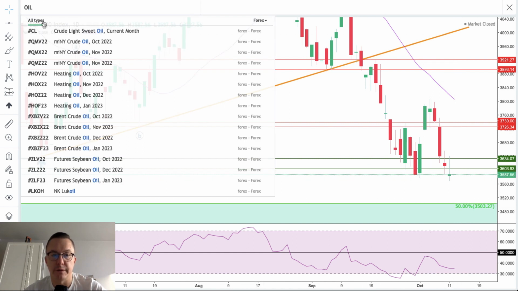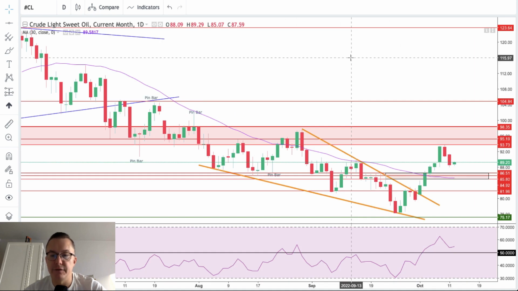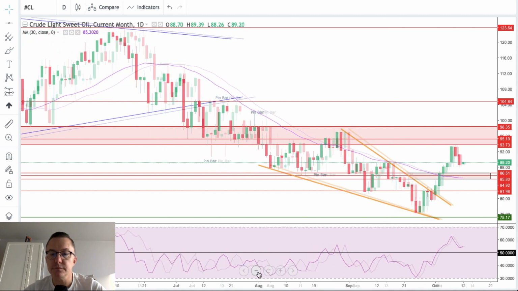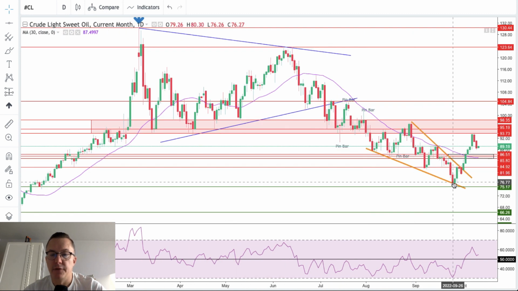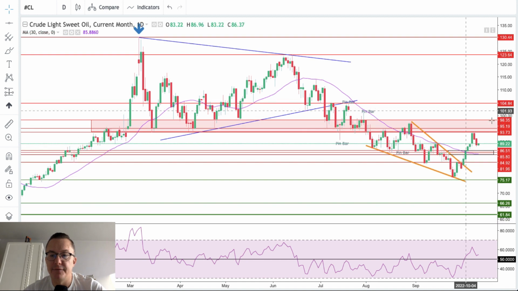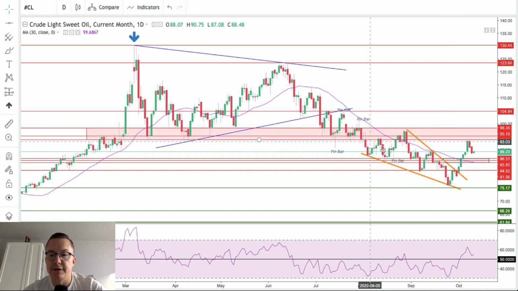What is oil doing? The daily time frame chart of oil is showing a textbook example of a breakout out of the falling wedge. What we have here is a rally from the lows of 76.26 towards 93.30, 93.63 even. So towards the well-known supply zone located between the levels of 93.73 and 98.35. So this wedge has been completed.